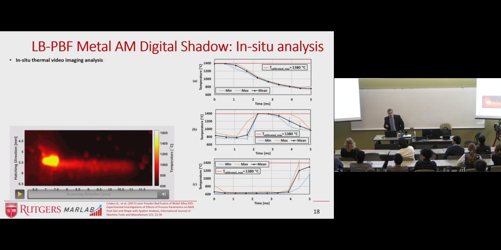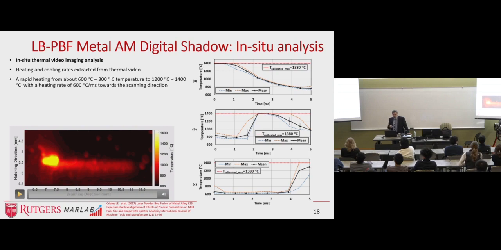So in situ thermal video image analysis can quickly give us heating and cooling rates, and they are extracted from those thermal videos. And then we can see a rapid heating from about 600 to 800 degrees centigrade to 1200 to 1400 degrees centigrade with a heating rate of 600 degrees centigrade per millisecond. That is a very rapid heating.